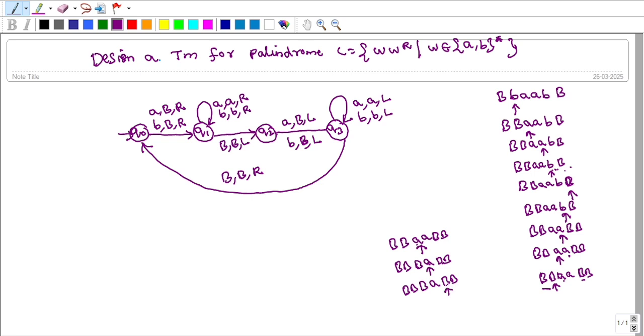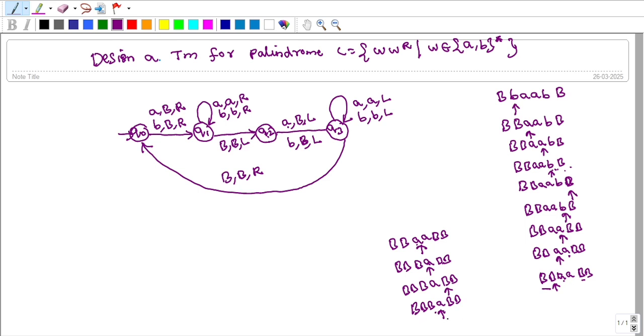When you move on the right, now I see B here. So B is replaced by B and move on the left. When you move on the left, what is there? A is there. So we will be standing in the state called Q2. So A will be replaced by B and move on the left.